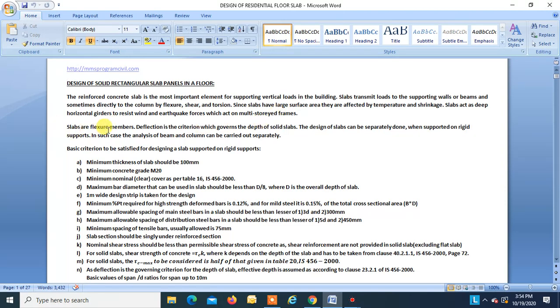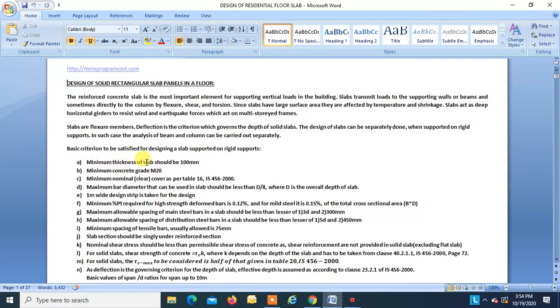Slabs are flexure members and deflection is the criterion which governs the depth of the solid slab. The design of slab can be done separately when supported on rigid supports. In such cases, the analysis of beam and column can be carried out separately. Basic criteria to be satisfied for designing a slab supported on rigid supports.